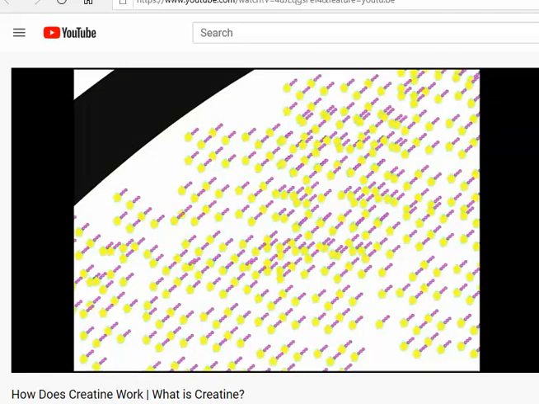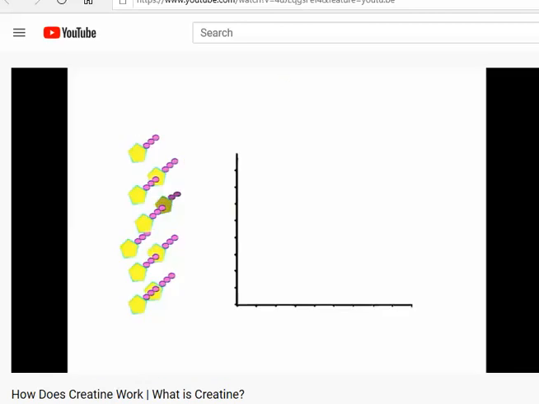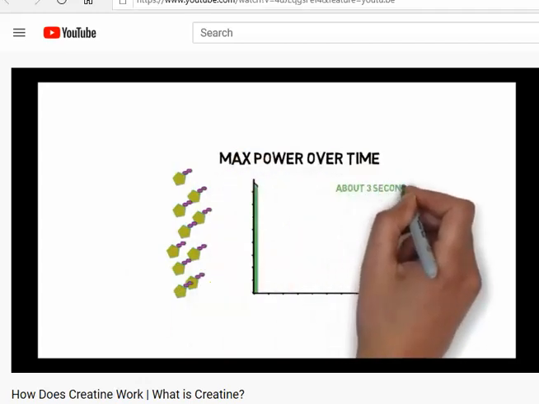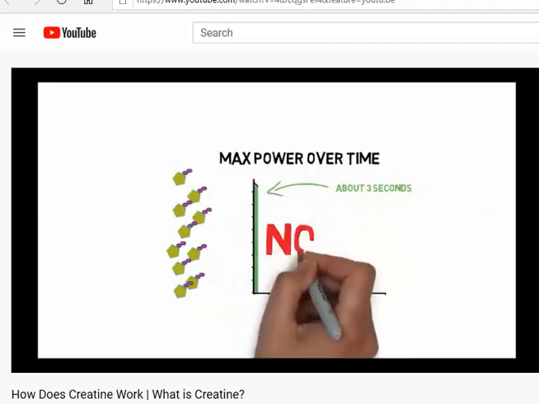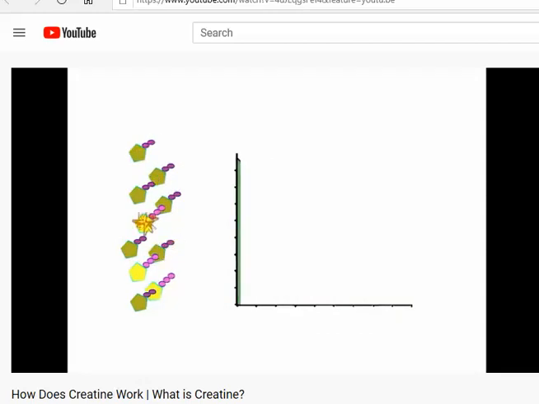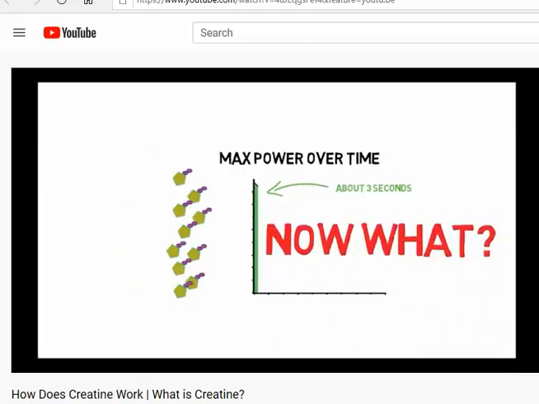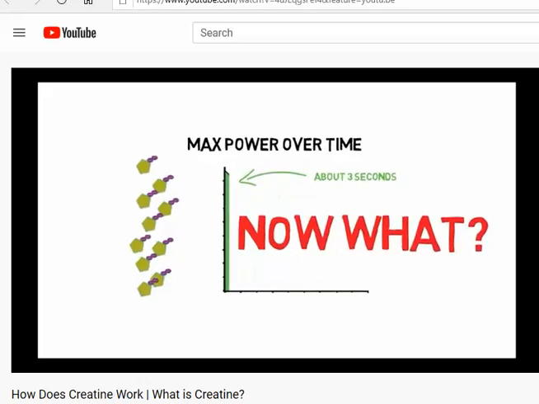Let's see what happens when you hit that first rep. Boom, you explode. This is enough stored energy to cover the first few seconds of a sprint, or get you at least a few seconds into that big 1 rep max. 1, 2, 3, now what? We've done 3 seconds and we're out of power already? Well, not so fast, because your body has a trick up its sleeve.